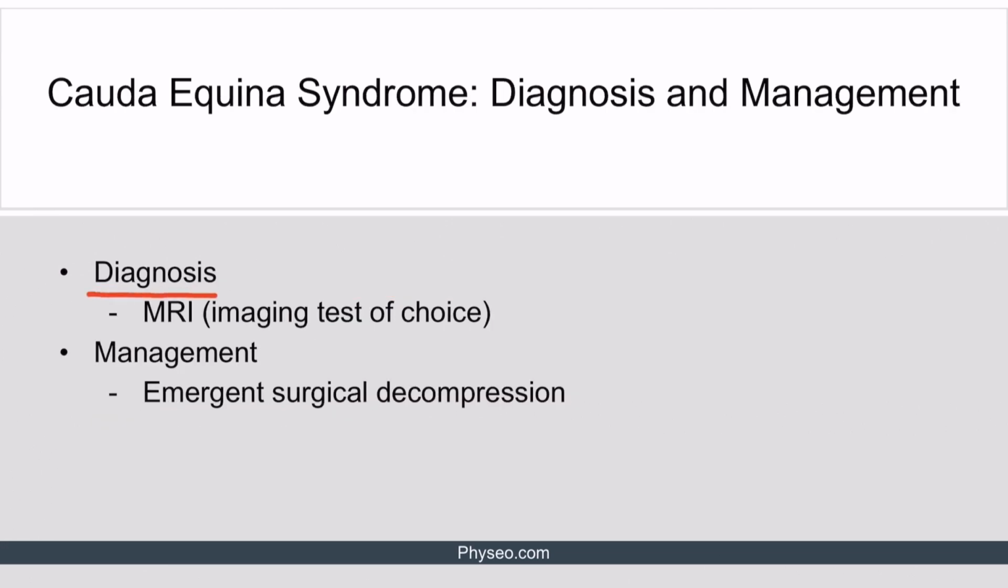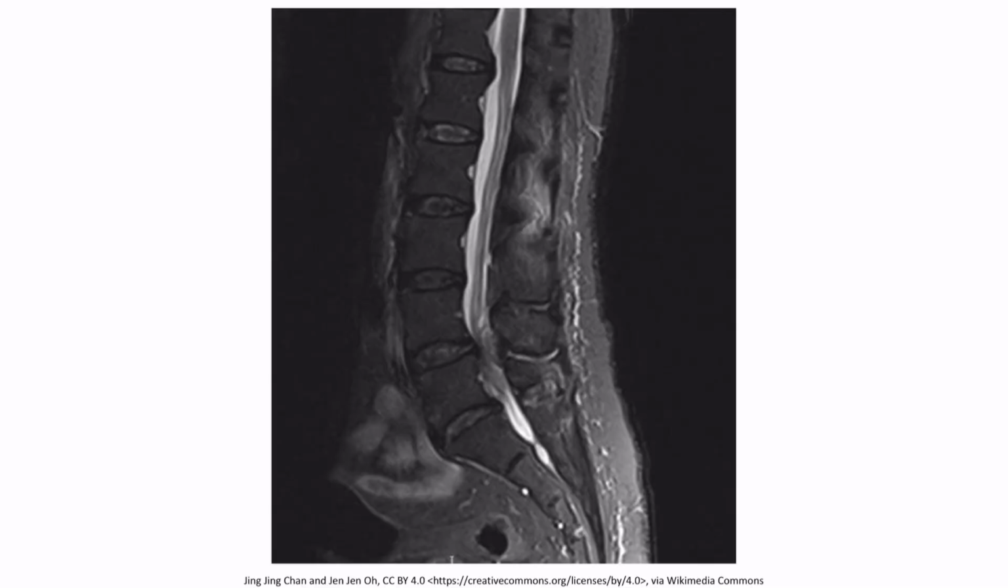The diagnosis of Cauda Equina syndrome is essentially clinical. However, MRI is the imaging test of choice and can be used to evaluate and identify the cause. The management includes emergent surgical decompression. Let's take a look at this MRI of lumbosacral spine. We can see a lesion in the posterior epidural space that compresses the Cauda Equina.